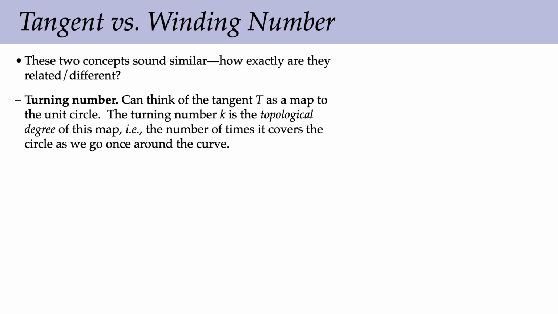The turning number is then the so-called topological degree of this map, just the number of times it covers the circle as we go once around the curve. Right? So if T of s is our usual unit tangent, gamma prime of s divided by the norm of gamma prime of s, then k is the degree of this mapping to the circle.